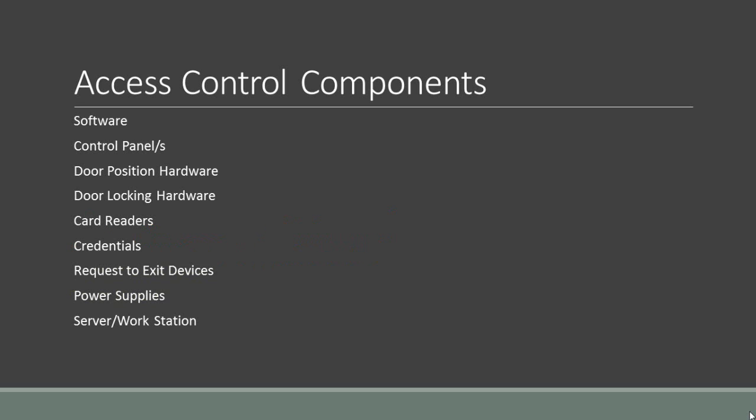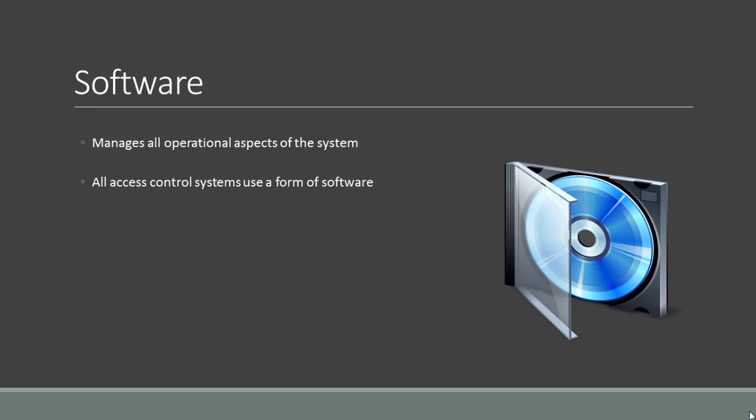There are 9 components that we will be discussing. These components are software, control panels, door position hardware, door locking hardware, card readers, credentials, request to exit devices, power supplies, and server workstations.